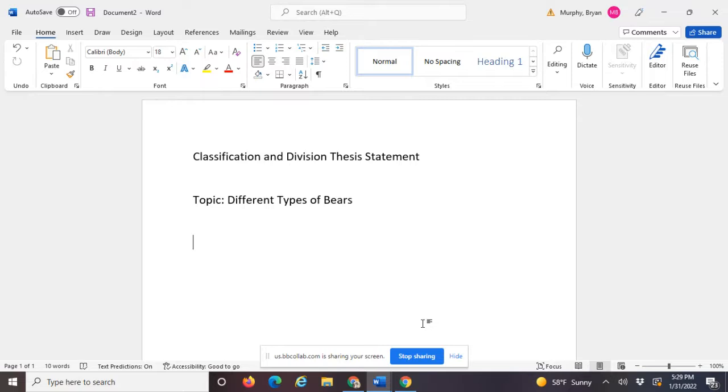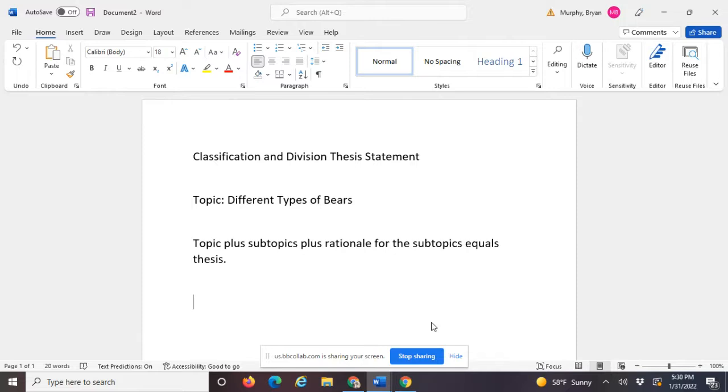So, classification and division thesis statement, or just classification thesis statement. The topic is different types of bears. Now it was topic plus subtopics plus rationale for the subtopics equals thesis. Now I don't know if it has to be in that order. So what is the rationale? We talk about different types of bears. So the United States has several different types of bears. And you know, really we could talk about bears in the North American continent in general so that we didn't have to stick to just the United States.